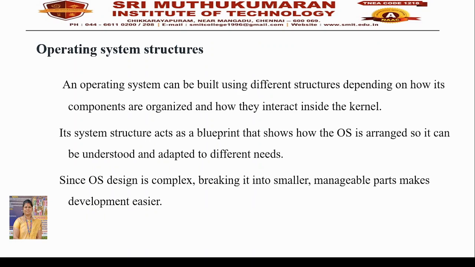Then operating system structure. An operating system can be built using different structures depending on how its components are organized and how they interact inside the kernel. System structure acts as a blueprint that shows how the operating system is arranged, understood and adapted to different needs. OS design is complex; breaking it into smaller manageable parts makes development easier.